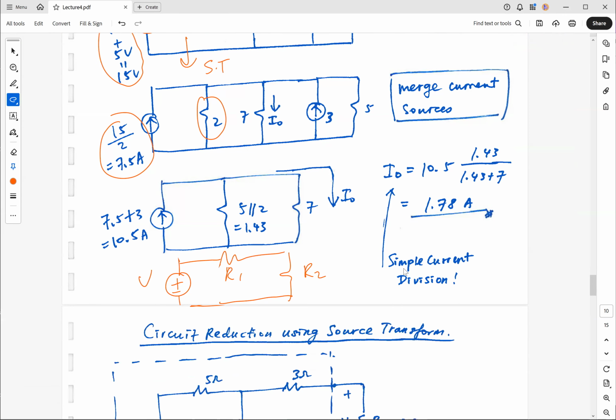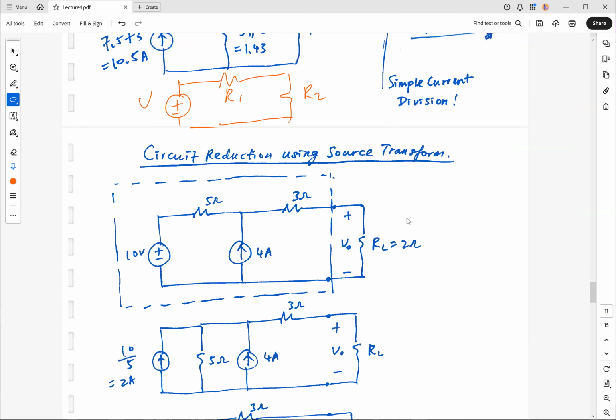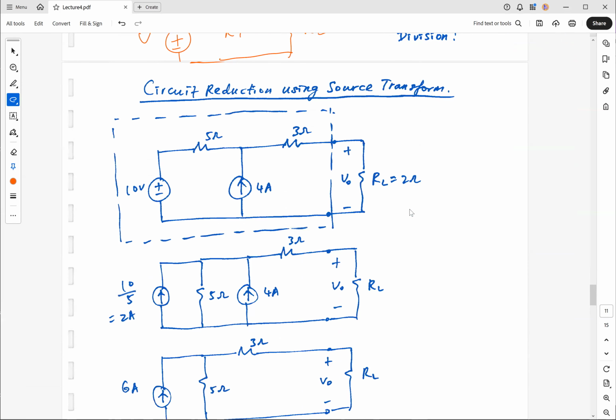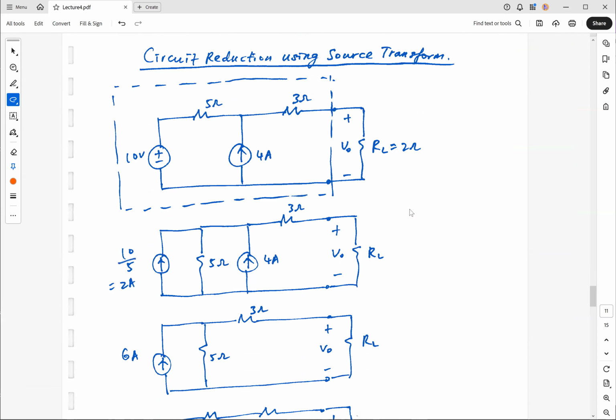Okay, let's look at another example, and this is going to be the example that I'm going to use to also illustrate the next topic, which is the Thevenin and the Norton equivalent circuit. So I'm going to use this as a starting point. It's still based on source transformation, but I wanted to show you another two equivalent circuits that you will see and learn in this course. So circuit reduction using source transformation.